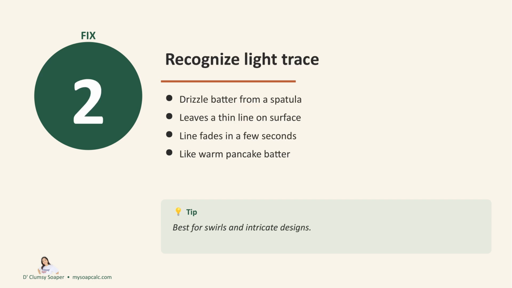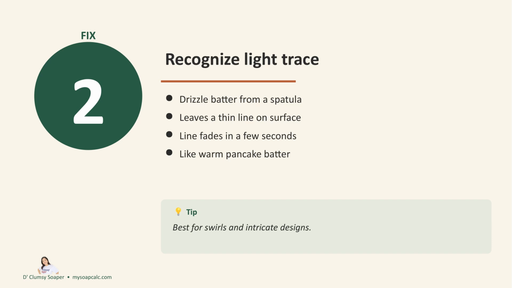Light trace is your starting point. It is the earliest stage where saponification has just begun to create that slight thickening in your batter. When you lift your spatula and drizzle the mixture back into the bowl, it leaves a thin, faint line on the surface that disappears within a few seconds. Think of it like warm pancake batter. Fluid, pourable, but with just a hint of body. This is your window for swirls and intricate designs, because the batter still flows freely enough to manipulate color and pattern before it sets.